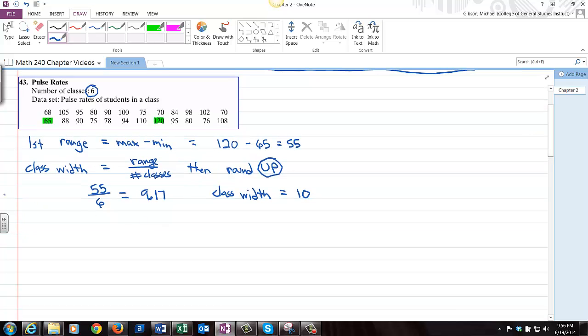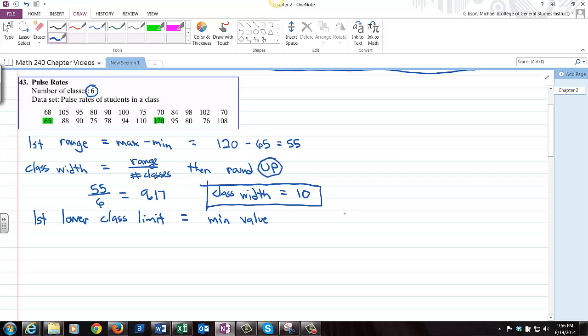All right, so this is the first part of what I mean. Okay, the second part: start your classes. That's the first part of what I mean by getting the class width right. So we know it's 10. Now your first lower class limit equals the minimum value in the data. All of this, by the way, is on page 38 in our text. So the first one is the lowest value.